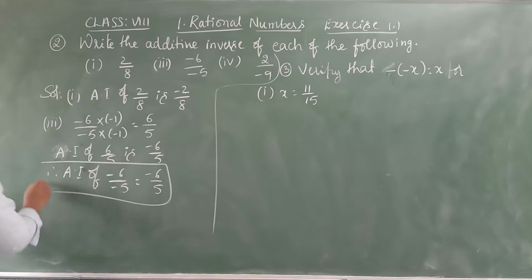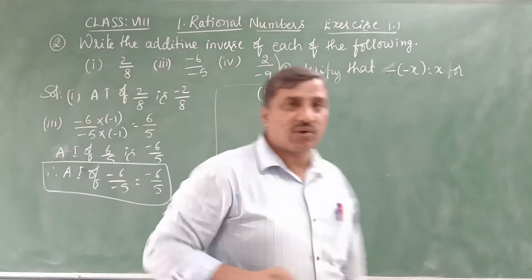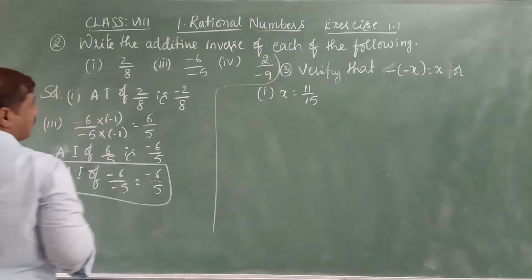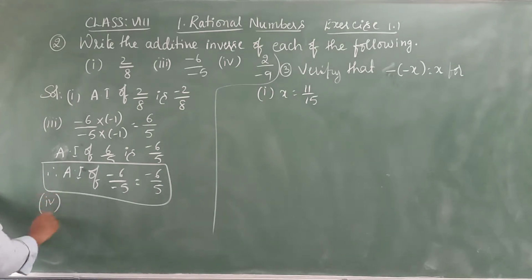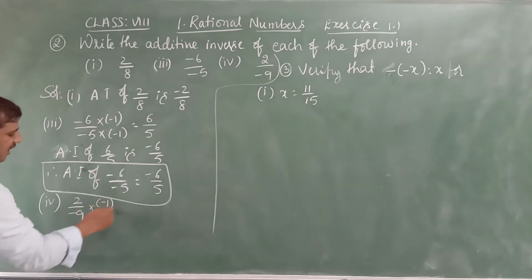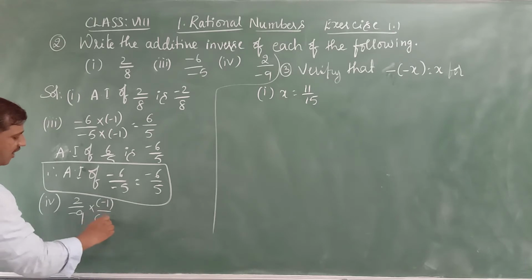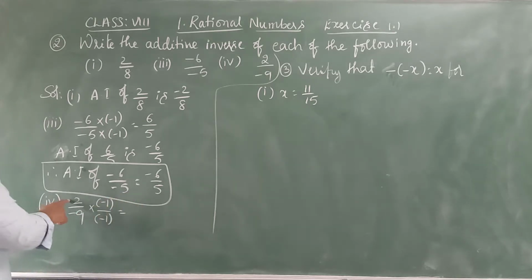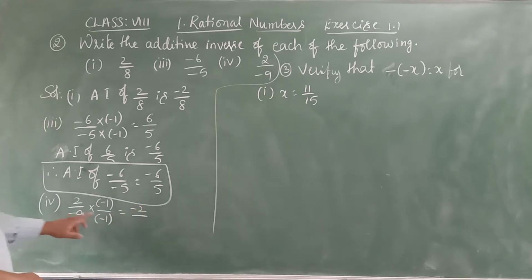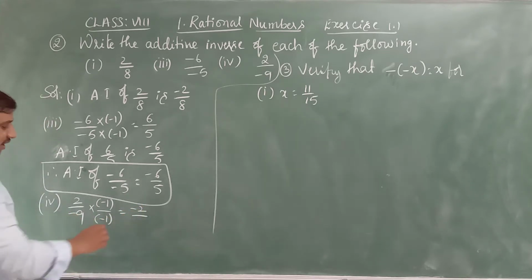So here we need to convert the given rational number to the standard form, then we have to write its additive inverse. Now see the fourth one, here we have 2 divided by minus 9. So this is also not in the standard form. Convert this to the standard form by multiplying the numerator and denominator with minus 1, we get plus into minus is minus, 2 into 1 is 2, minus 2 divided by minus into minus is plus, 9 into 1 is 9, so minus 2 by 9.